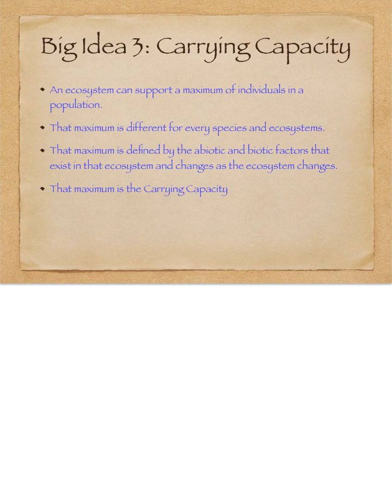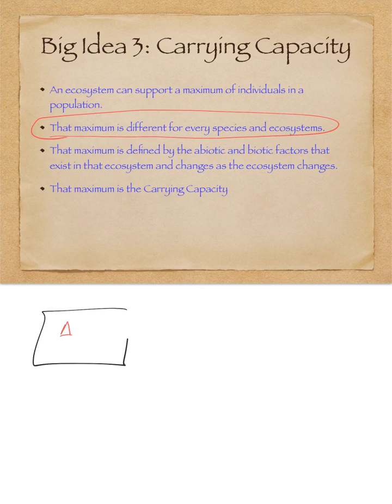Now, what's interesting here to me is this second point, right? And that's that the maximum is different for every species and every ecosystem. So if you have a species A in this system, let's call it box 1, and species A has a specific carrying capacity. Let's say it can carry 5. It can hold 5 individuals without a problem.